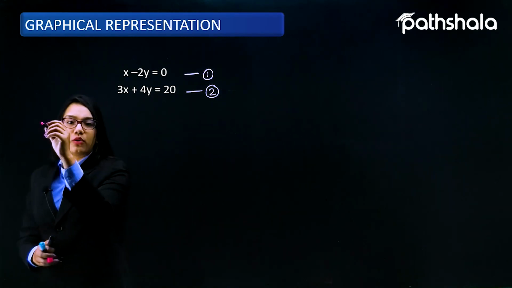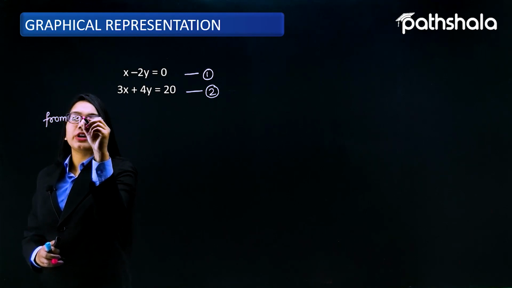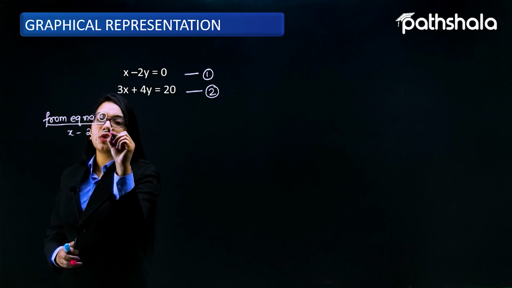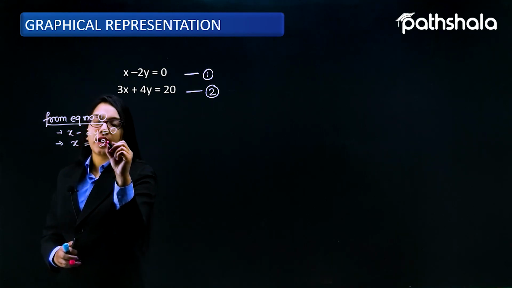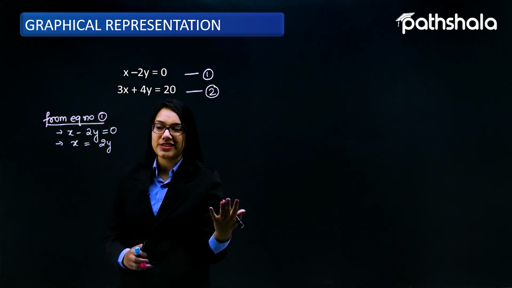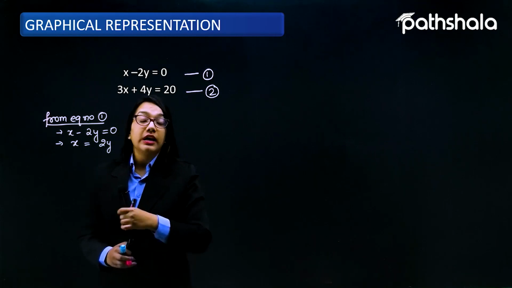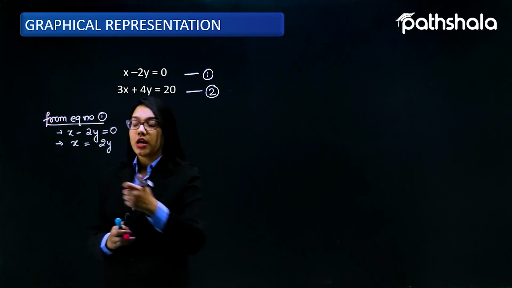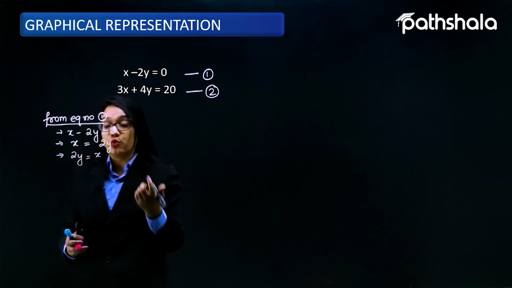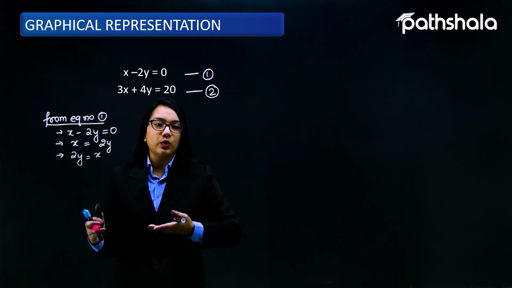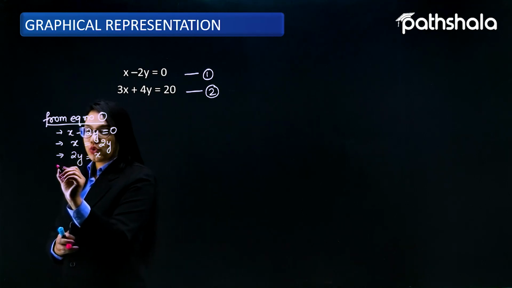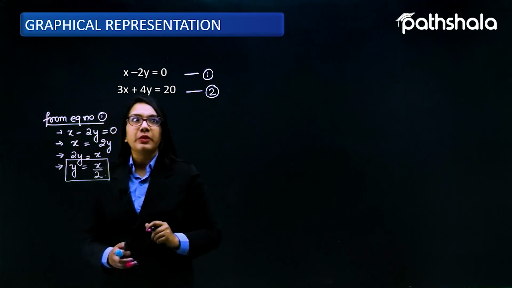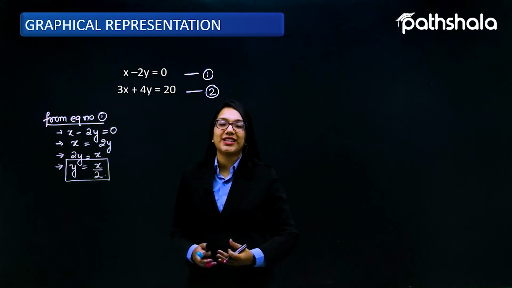First, from equation number 1, I can write this equation as x minus 2y is equal to 0. Further, I can write it as x is equal to 2y, as I have transposed 2y from the LHS to the RHS. Now I want to express y in terms of x. So I write 2y is equal to x, because LHS is equal to RHS, and RHS is also equal to LHS. So at the end, y is nothing but x by 2. So equation number 1 can be expressed as y is equal to x by 2.